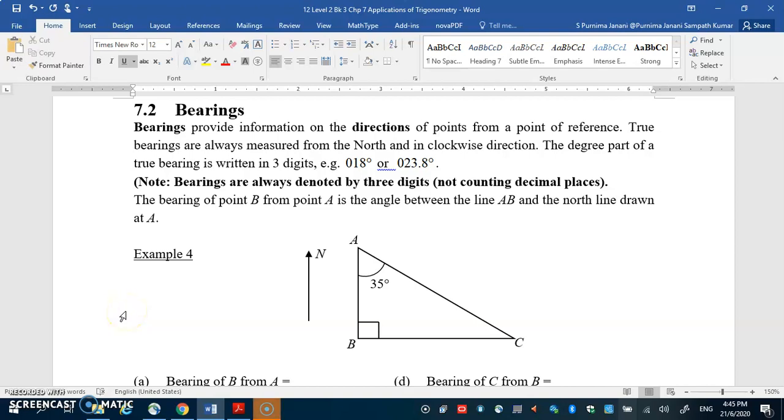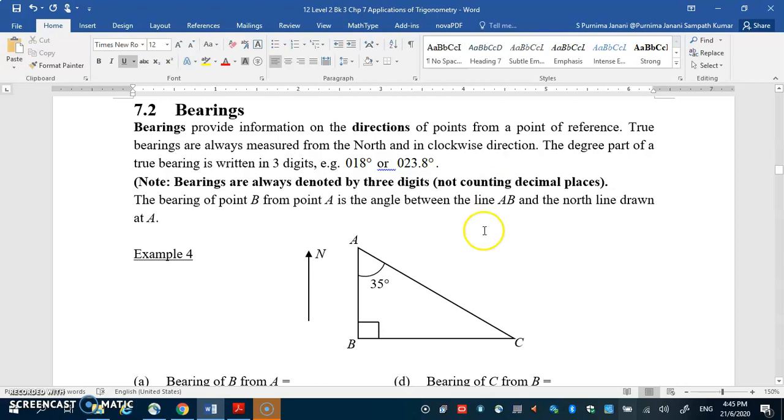Good morning, gentlemen. We're looking at 7.2 of your Chapter 12 notes on bearings. Okay, so what are bearings? Basically, they are like angles and they provide information on the directions of points from a point of reference.